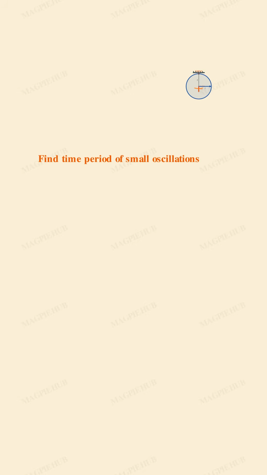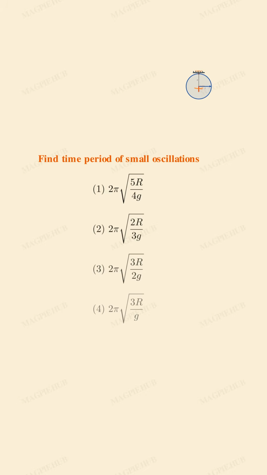A uniform disk of radius r and mass m is free to oscillate about axis A on the rim. For small oscillations, the time period is. The options are 2 pi root of 5r over 4g, 2 pi root of 2r over 3g, 2 pi root of 3r over 2g, or 2 pi root of 3r over g.